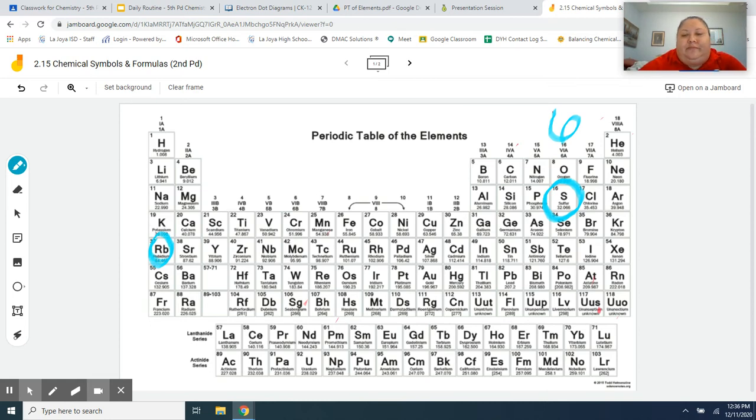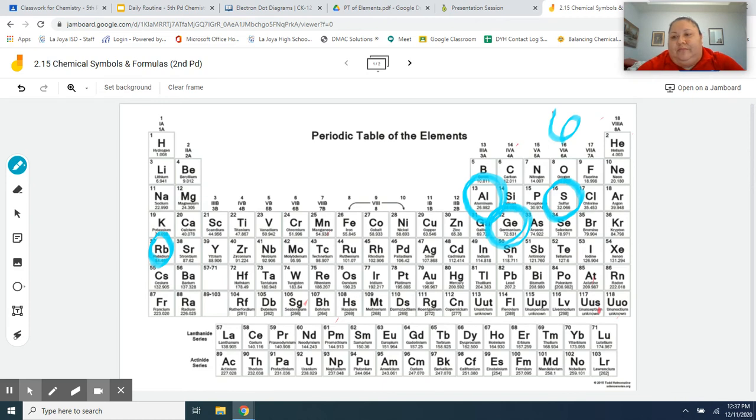Irvin, how many will this guy have? Rubidium. What's the group number, Irvin? 1. Yes, sir. Mario, what about this element? Aluminum. Take off the 1 from the group number. Mario, 3. Very good.